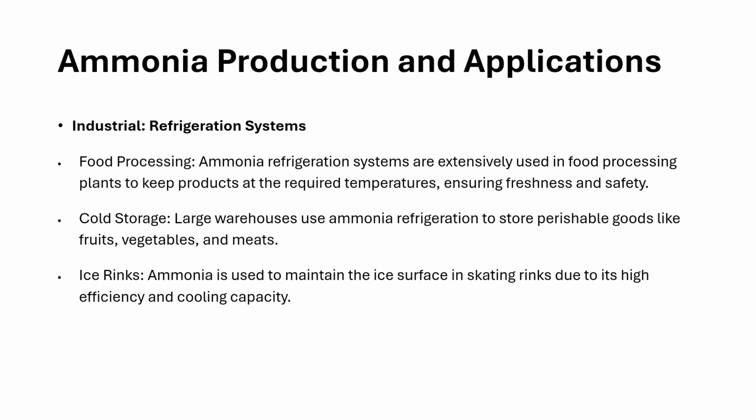Food processing: ammonia refrigeration systems are extensively used in food processing plants to keep products at the required temperatures, ensuring freshness and safety of all our food products. For cold storage, it's used in large warehouses quite frequently to store perishable goods like fruits, vegetables, and meats. And in some of our common ice rinks around the country, ammonia is used to maintain the ice surface in skating rinks due to its high efficiency and cooling capacity.